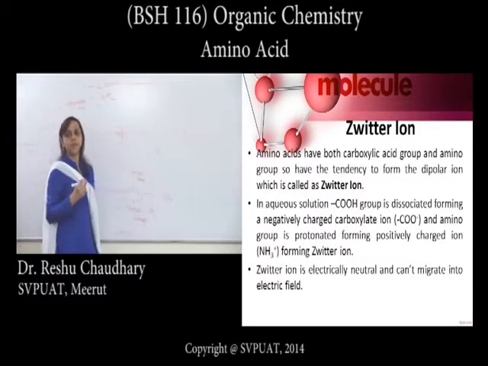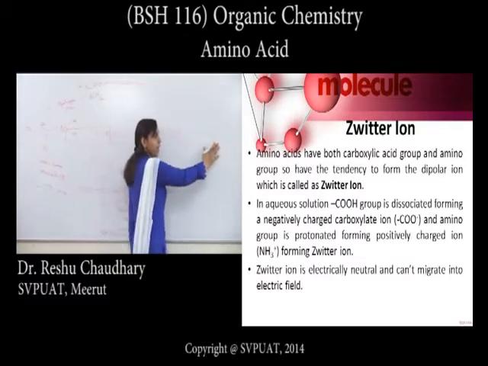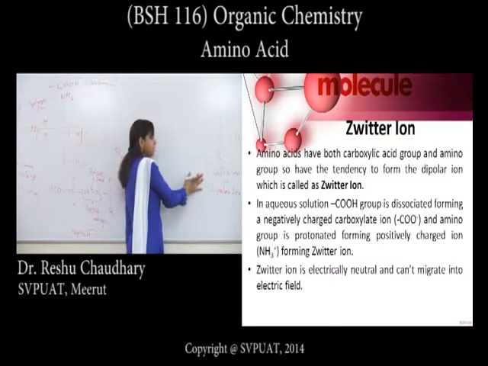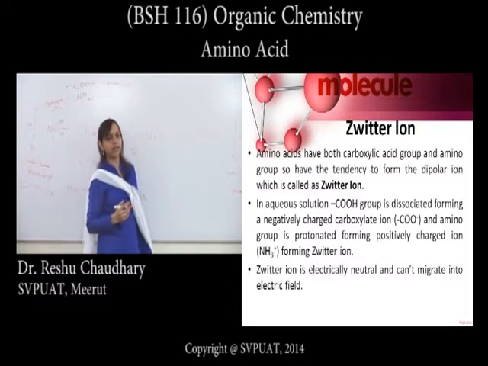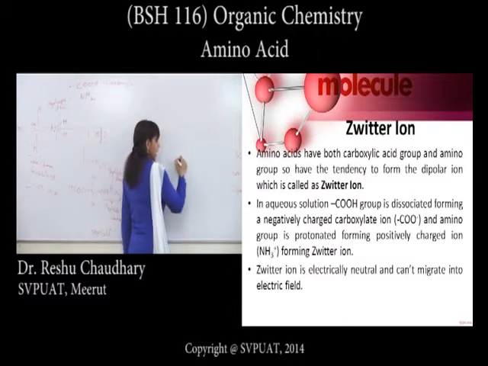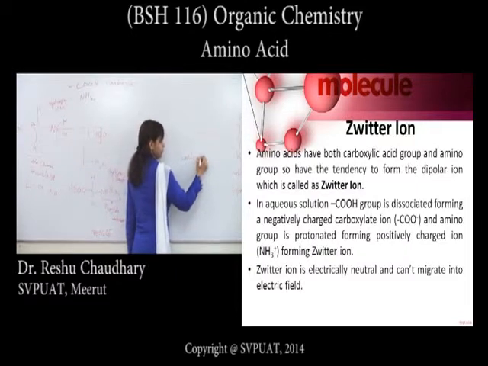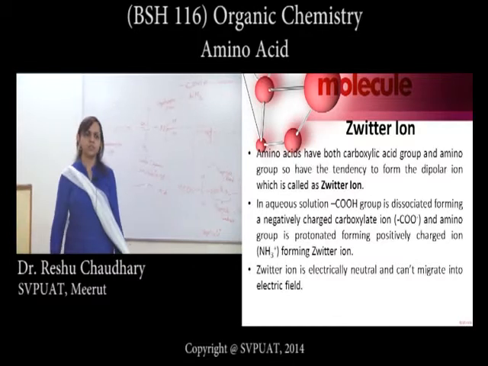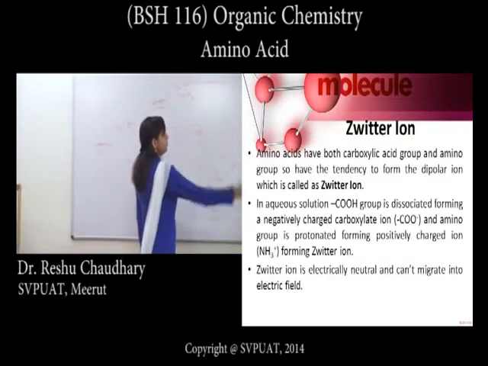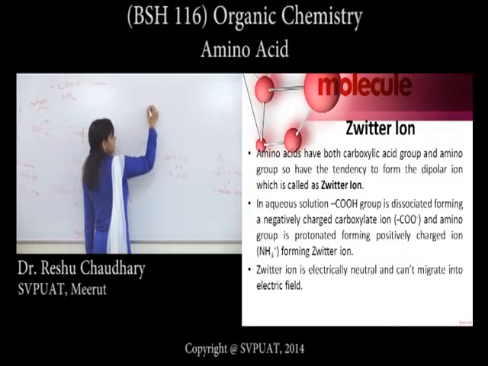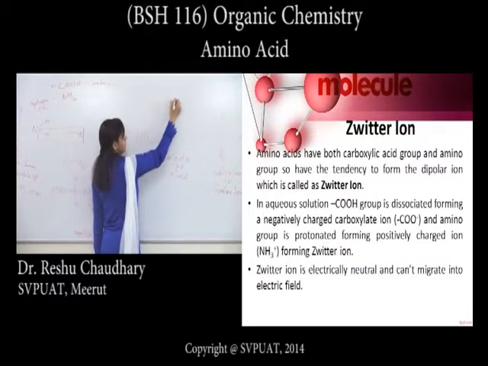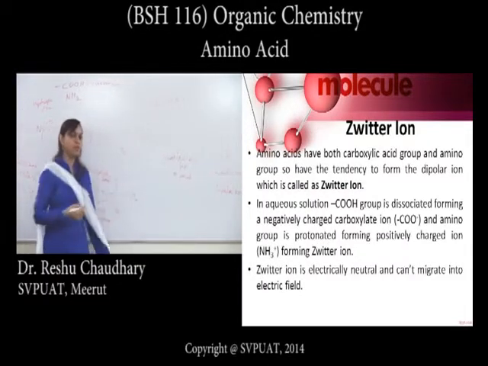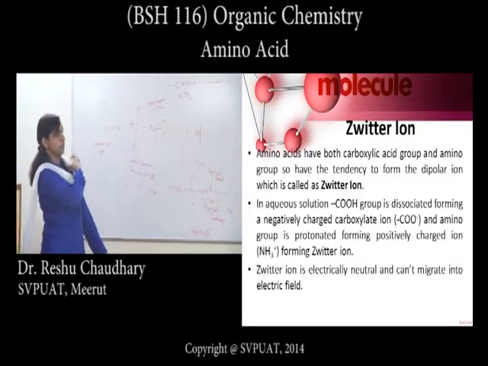The pH at which both types of ions are present and they do not migrate to either electrode is known as the isoelectric pH or point. All amino acids have different isoelectric points or pH. It can be from 5.8 to 6.3. Different amino acids have different isoelectric pH.